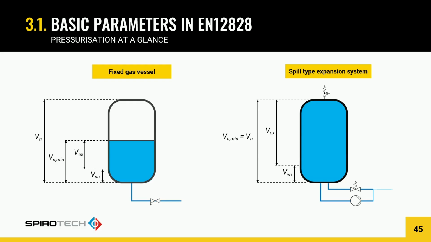A short comparison between fixed gas systems, fixed gas vessels, and spill type or pumped expansion systems. In a fixed gas vessel, only part of the nominal volume is usable because the gas cushion compresses between P0 and P fin. So you can use only a maximum of 50% of the vessel size, but that's really depending on the pressures the system is operating in between.